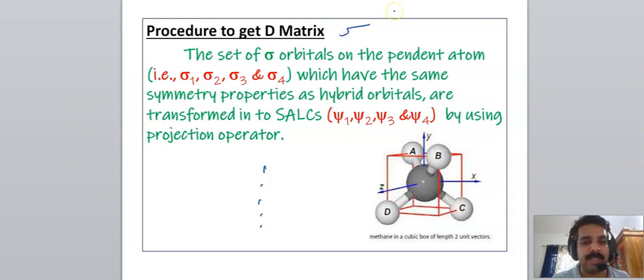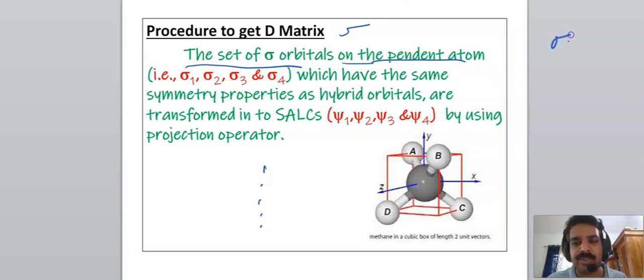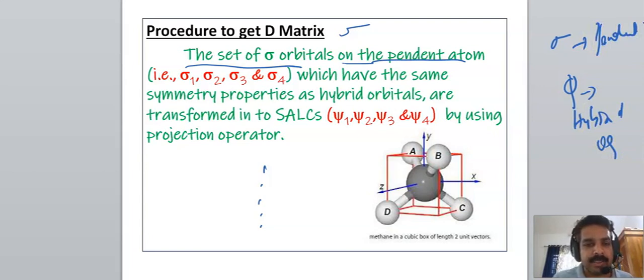So this is the procedure to get the D matrix. We can take either the set of sigma orbitals on the pendant atoms or the hybrid orbitals themselves. That is, we can use either sigma orbitals or phi orbitals. Phi orbitals are the hybrid orbitals, and sigma orbitals are the orbitals of the pendant atoms. All are equivalent. We are considering this ball as the pendant atom orbitals: sigma 1, sigma 2, sigma 3 and sigma 4.